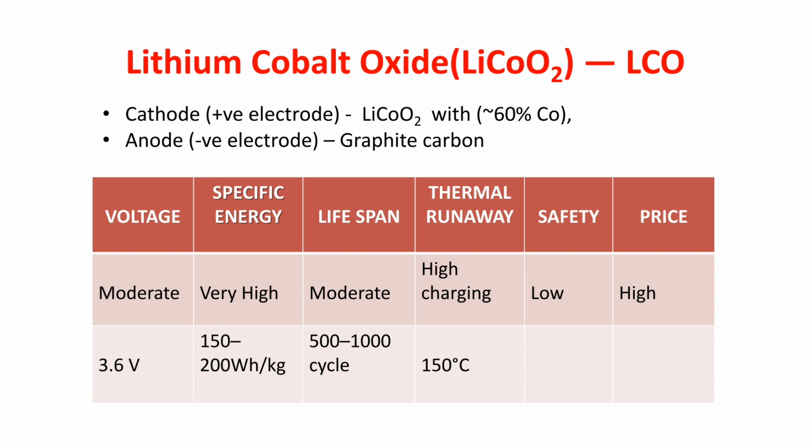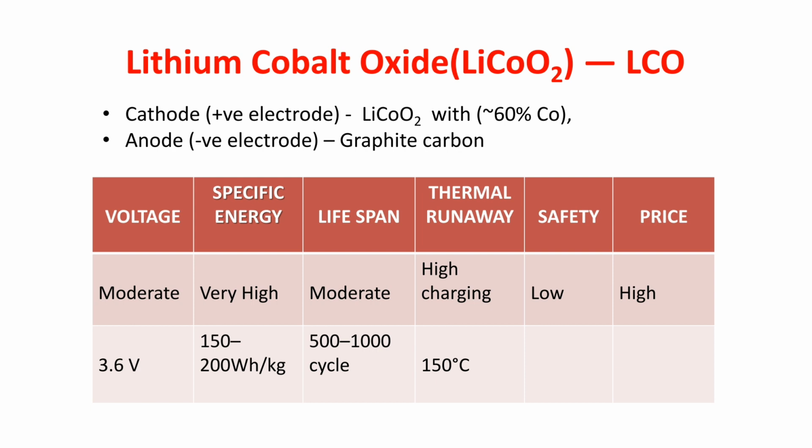Properties like lifespan, safety, price, you know very well. And thermal runaway. Thermal runaway is the temperature at which or after which your battery fails or gets disturbed. Now let's see all these properties for lithium cobalt oxide. For lithium cobalt oxide, voltage is moderate, it's 3.6 volt, and specific energy is very high, within a range of 150 to 200 watt-hour per kg.